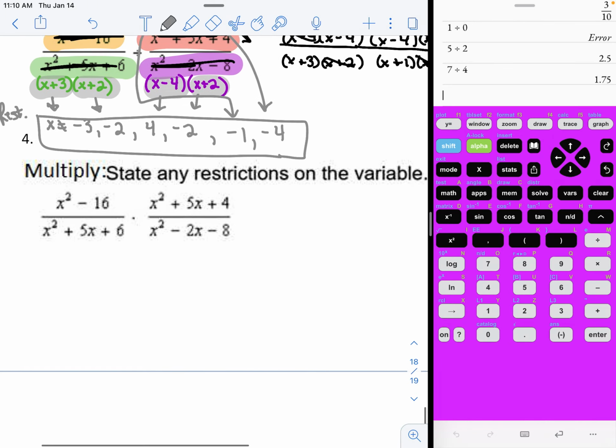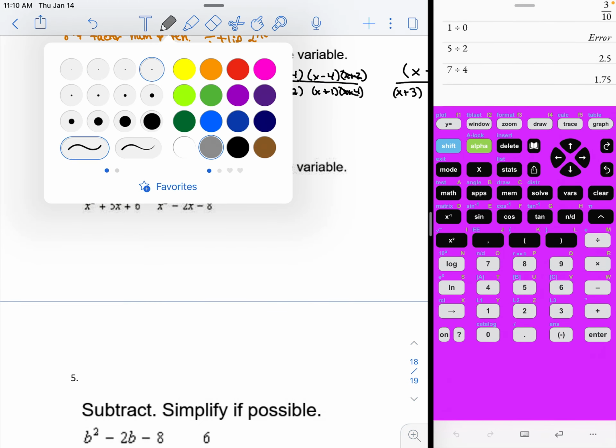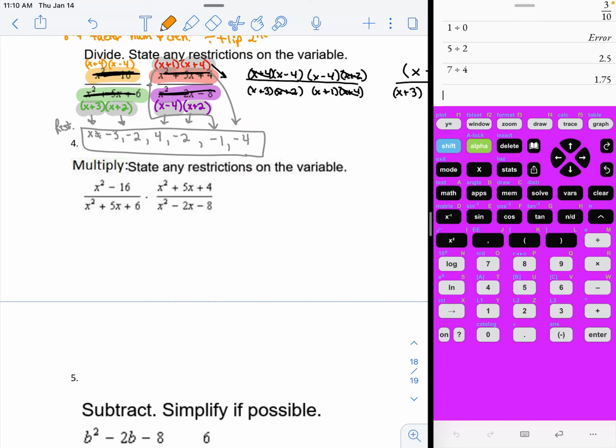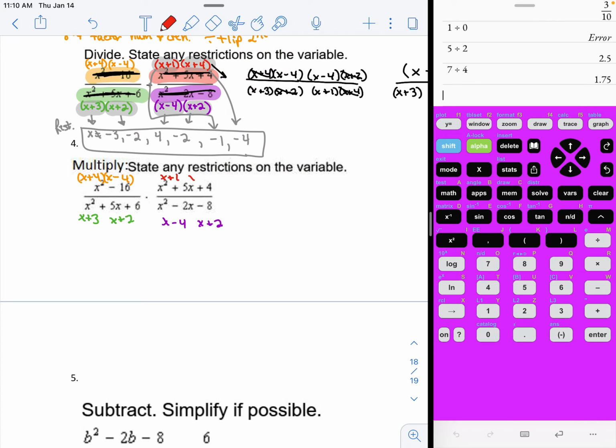Number 4. Multiply this. So what I want you to see now is we're going to do the exact same problem, but we're changing the directions to say multiply. I want to show you the difference between them. Good news, since I didn't change the problem, the factoring is still the same. So this is still x plus 4, x minus 4. This is still x plus 3 and x plus 2. I just want you to see the difference between division and multiplication. This is still x minus 4 and x plus 2. This is still x plus 1 and x plus 4.